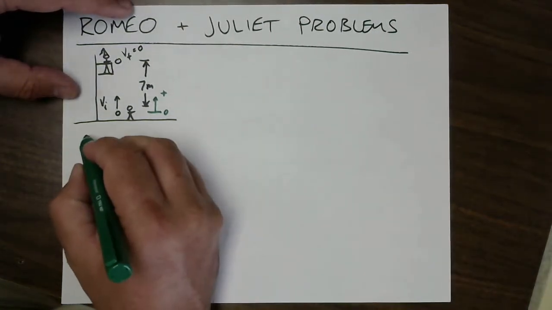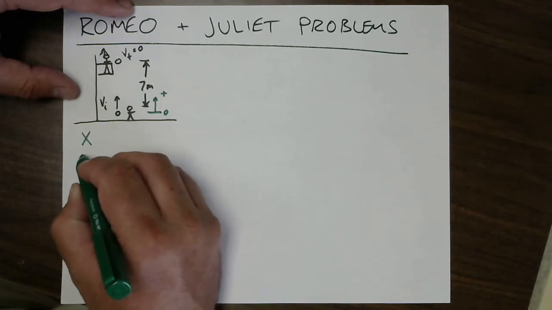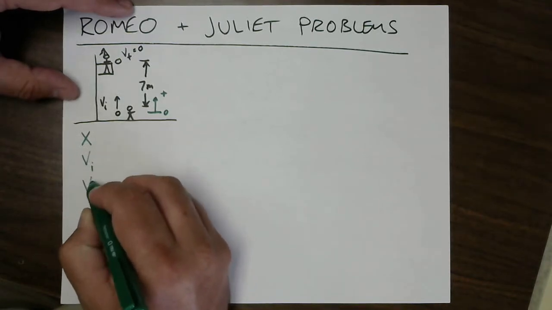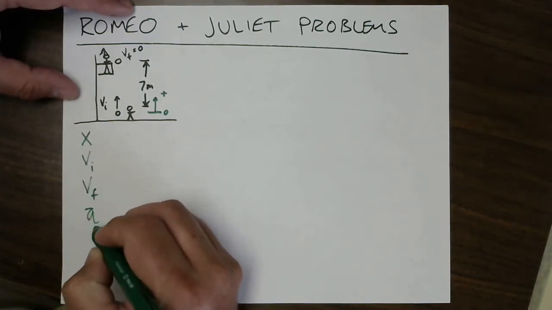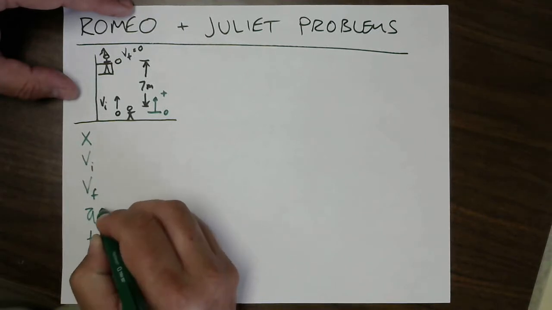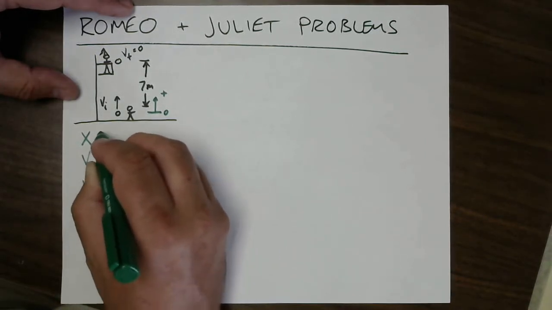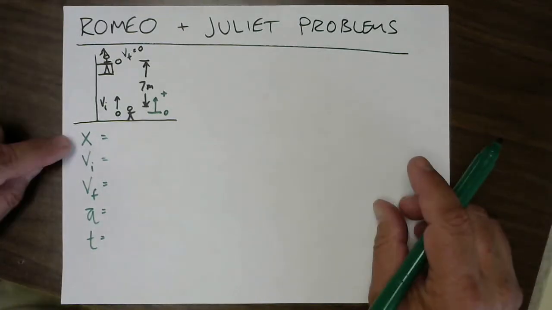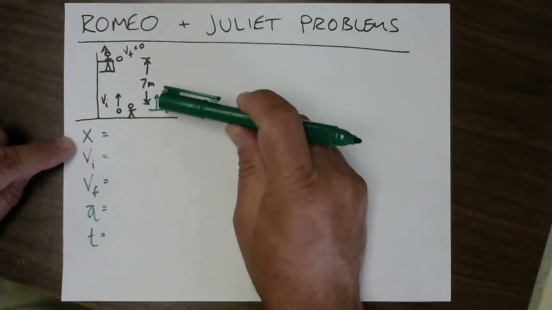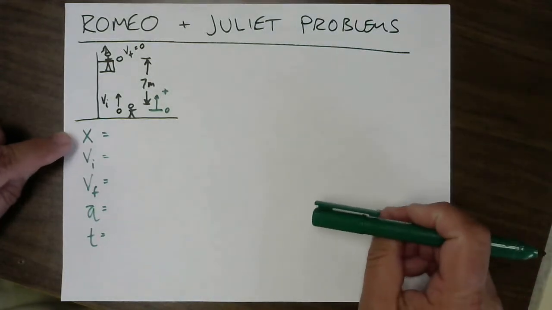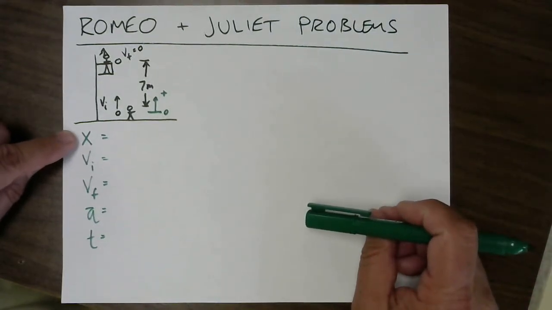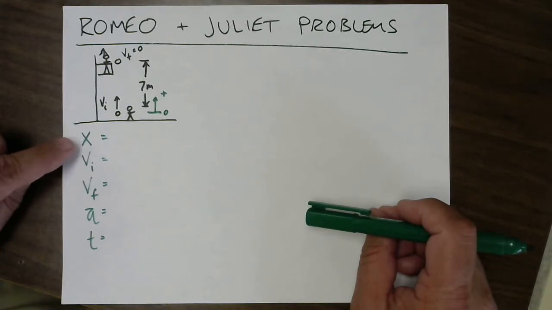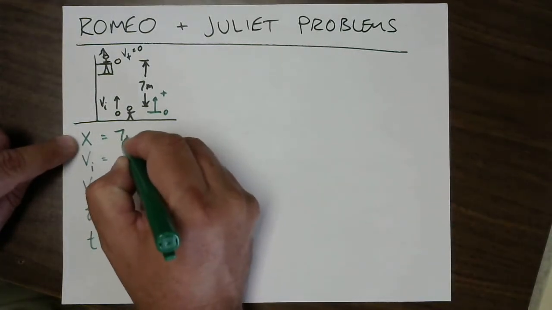So it's time for step 2. Step 2 is the list of knowns and unknowns. And they're always roughly the same. Because we've always agreed to have the starting position of the object be at the origin, this X right here is the final position of the object up at the top. This is going to be 7 meters.